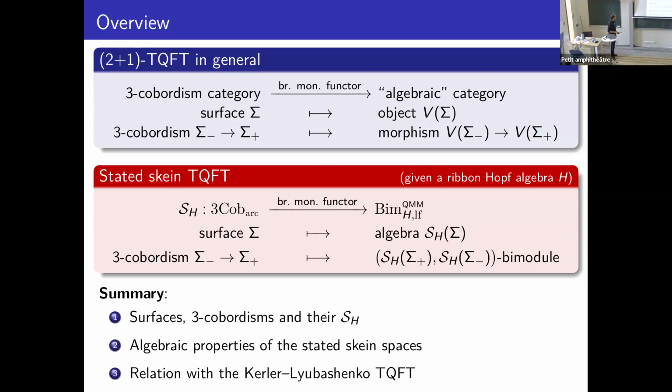Yeah, so the plan of the talk is the following. First I will explain the source category. What three-cobordisms do we want to consider, and what is the definition of their stated skein spaces? Then I will discuss the algebraic properties of these spaces, and in this way we will discover the properties of the target category. And finally, I will also explain the relation with the Kerler-Lyubashenko TQFT. So here it will be a bit of a spoiler for the last lecture by Marco. I will be a bit fast on what the Kerler-Lyubashenko TQFT is because he will explain it in more detail.